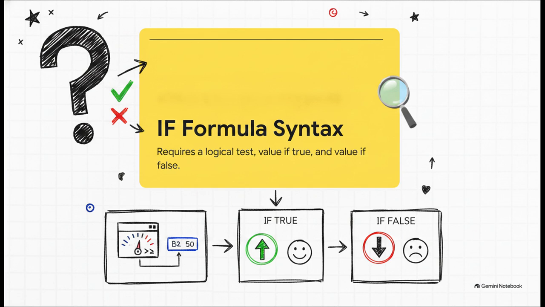First, it needs a logical test. Something like, hey, is the value in cell B2 greater than or equal to 50? Second, it needs the value if true, meaning what exactly should Excel do if the answer is yes? And third, it needs the value if false. What should it do if the answer is no? It's just sitting there waiting for you to tell it exactly how to handle both of those scenarios.